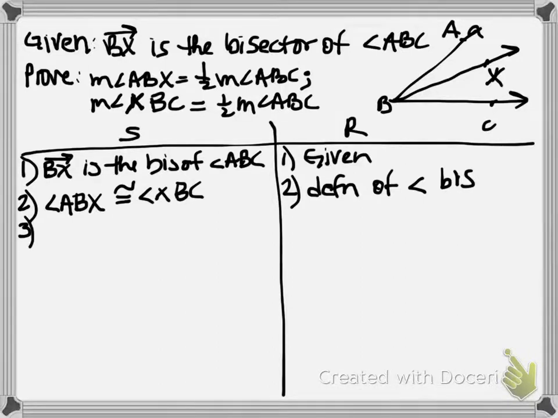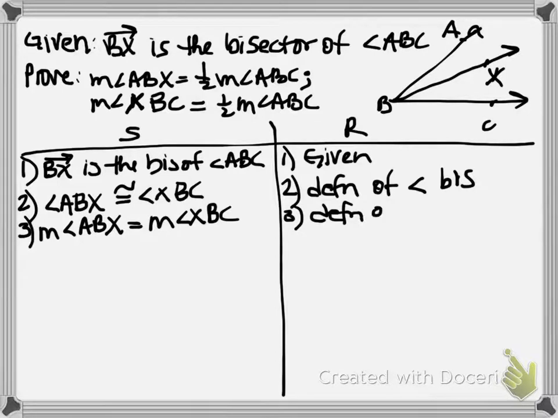But if you notice again, we're trying to prove things that deal with equality and deal with measures. So we're going to take the statement from 2 and turn it into measures. So we get the measure of angle ABX is equal to the measure of angle XBC. And that, again, is our definition of congruence. So we're just going to keep following the pattern we had before.